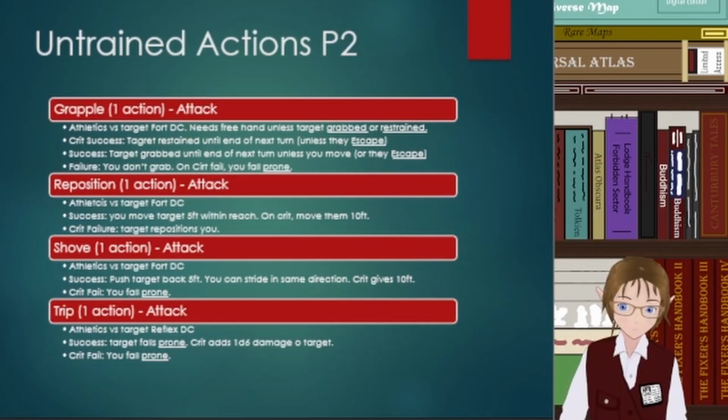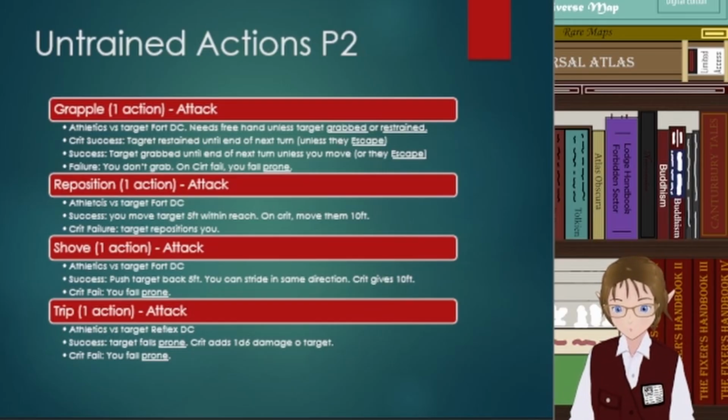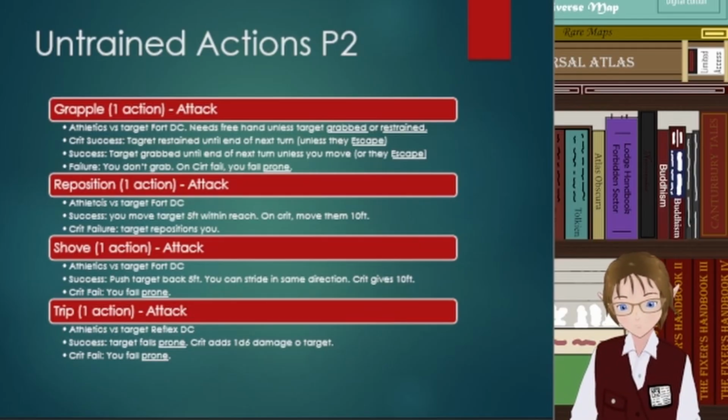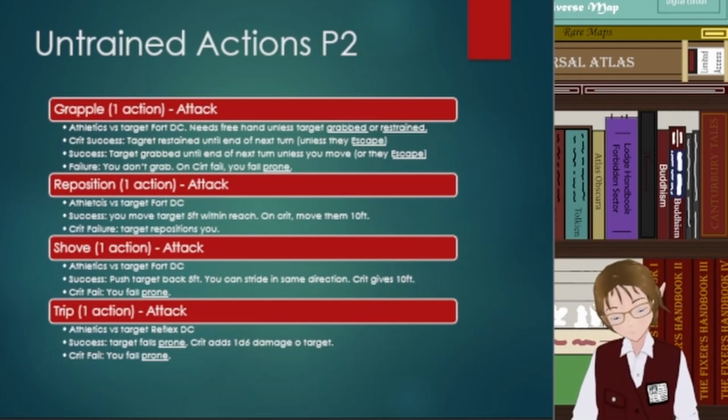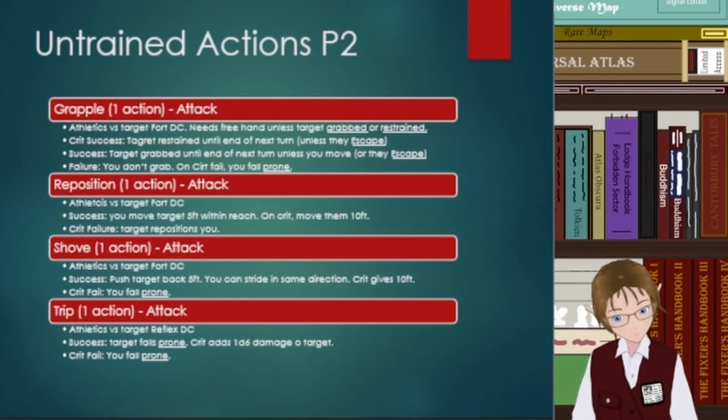Trip is the last of these actions. It is the only one that is rolled versus reflex DC instead of fortitude DC. The way it works is on a success, you knock the target prone, and on a critical success, you also deal a bit of damage. On a critical failure, again, you fall prone.